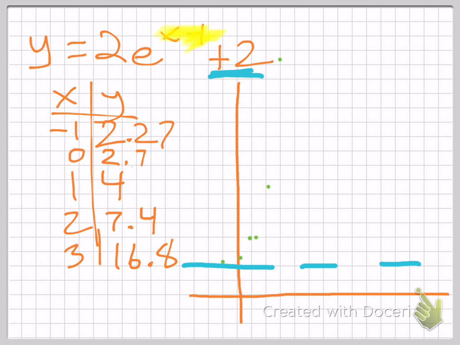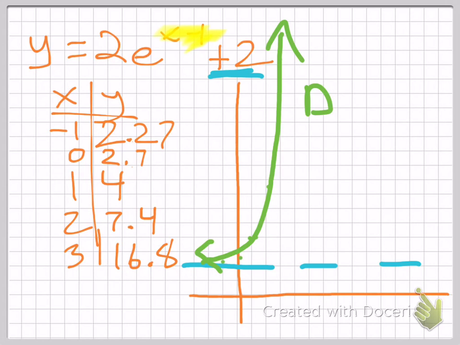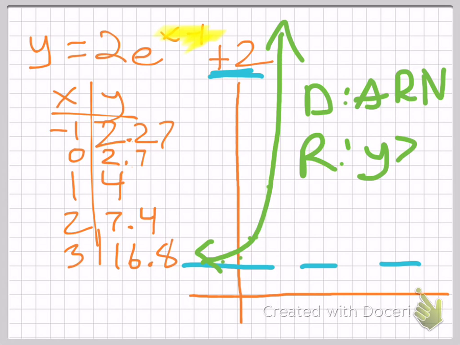And then I'm going to connect my dots with my pen here and just shoot up like that. So now my domain once again is going to be all real numbers, because all these functions are. And lastly, my range is going to be y is greater than 2 in this case.